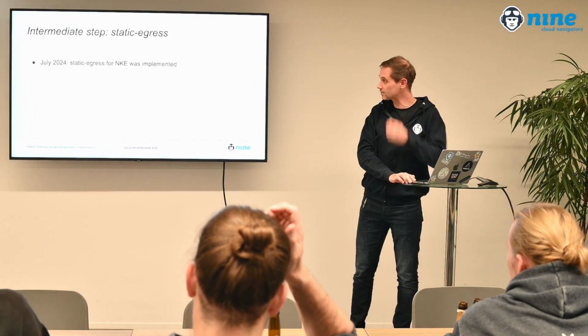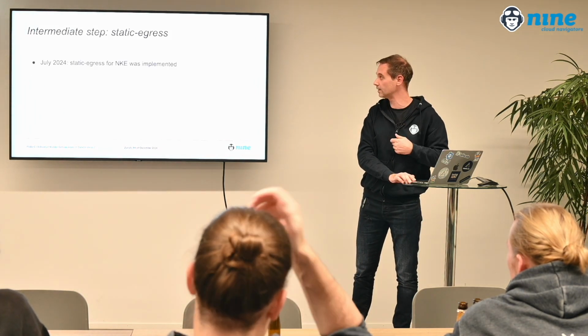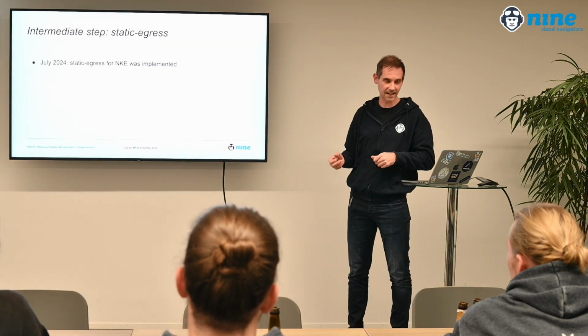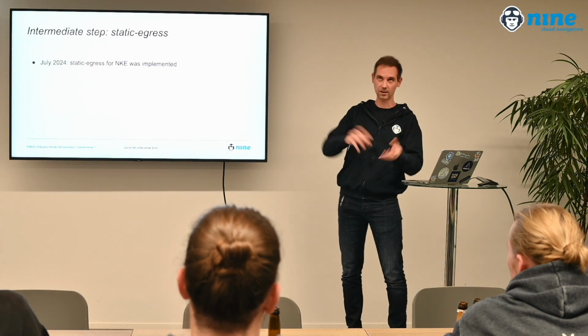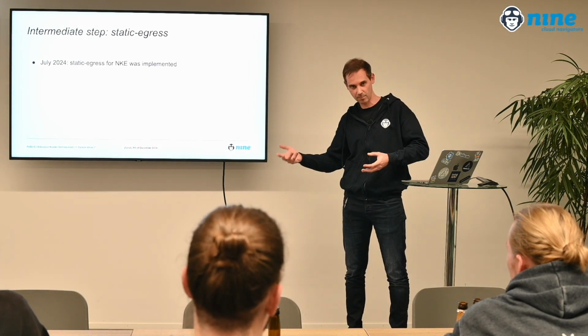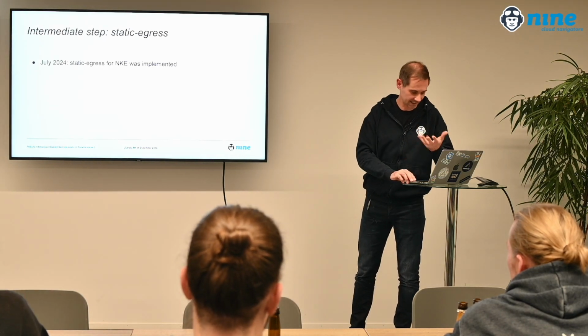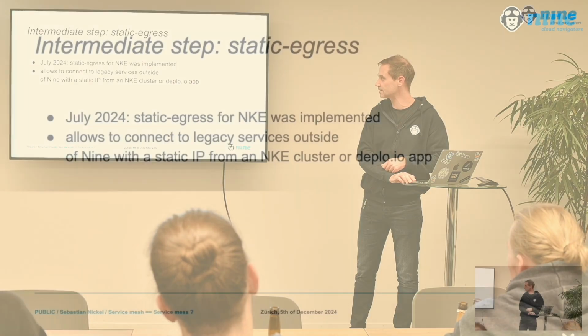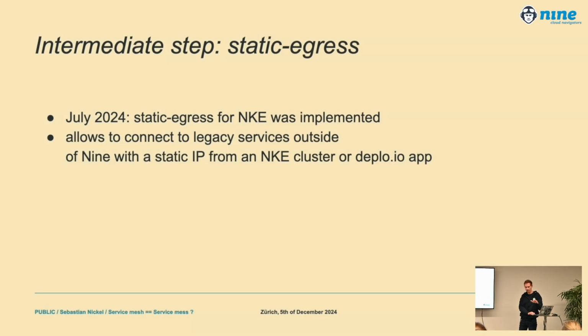So static egress was the thing. In July 2024, we implemented a solution to have a static egress IP for NKE pods. You can select which pod should talk to the outside with that IP via labels or selectors, and that allows connecting to services outside with a static IP. It's also HA based, so whenever a node goes down, the traffic flows over a different node while still having the same IP. But it needs an additional IPv4.